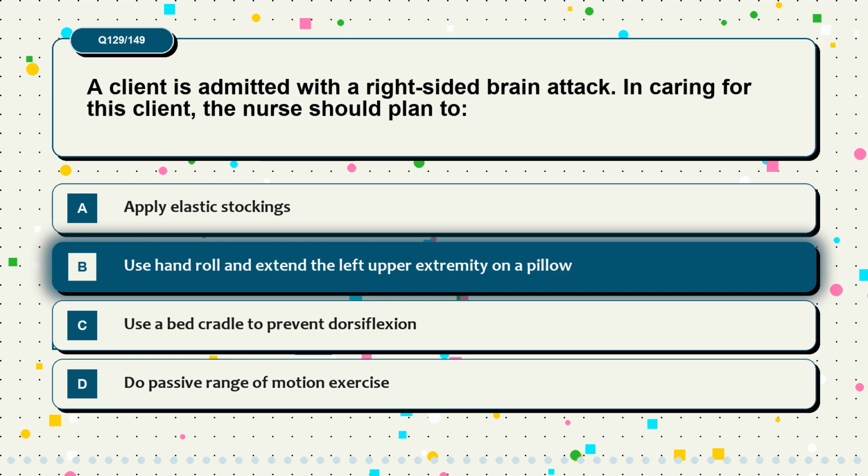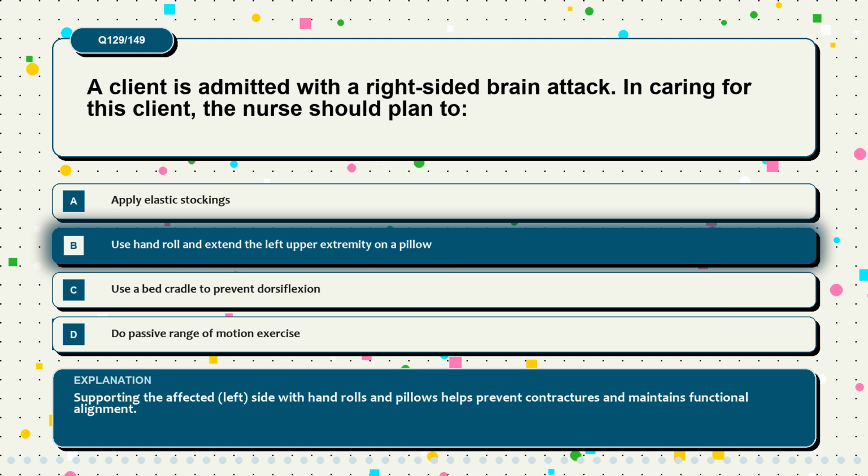The correct answer is option B. Use hand roll and extend the left upper extremity on a pillow. Supporting the affected left side with hand rolls and pillows helps prevent contractures and maintains functional alignment.